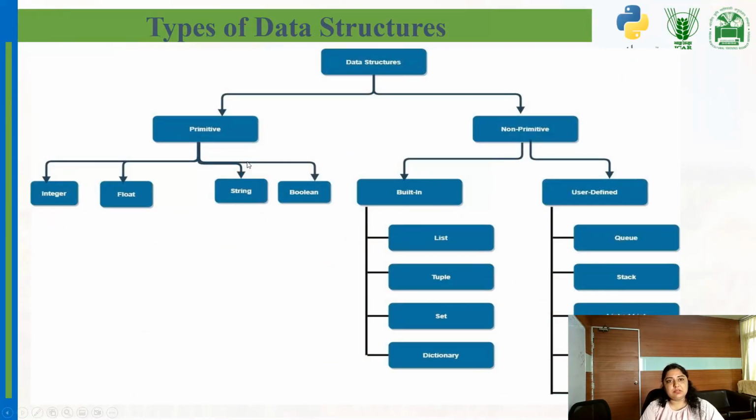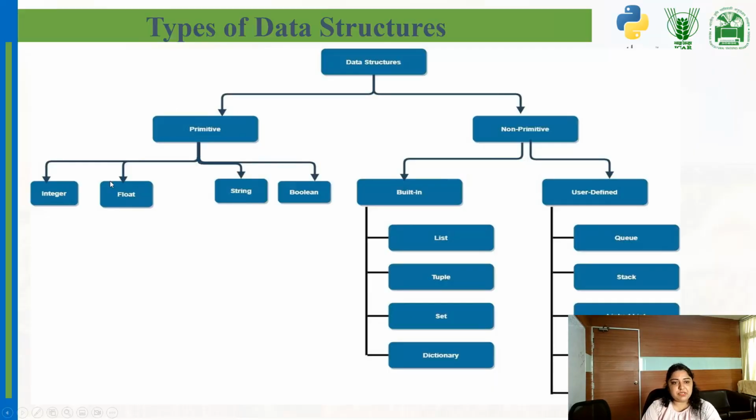These are the different types of data structure. Data structures can be categorized in two categories, that is primitive and non-primitive. Within primitive, we have integer, float, string and boolean. And within non-primitive, we have built-in and user-defined data structures. In built-in, we have list, tuple, set and dictionary. And in user-defined, we have queues, stack, linked list, graph and hash maps. Let me discuss them one by one.